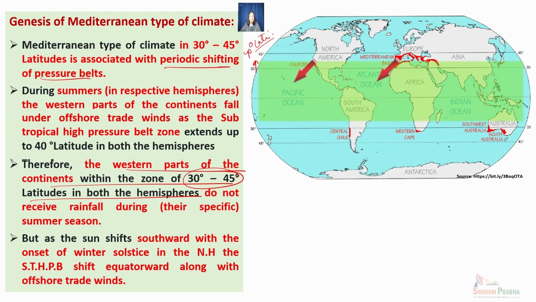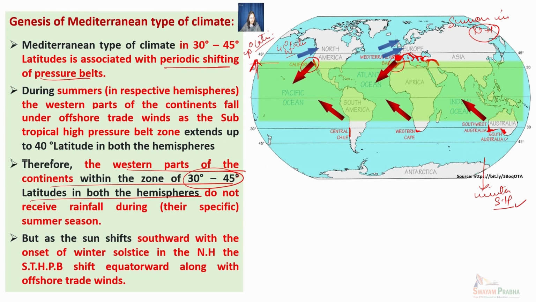So as you can see in this particular diagram, you have summer season in the northern hemisphere and you have winters in the southern hemisphere. So if you have summers in the northern hemisphere, and the subtropical high pressure belt zone extends to 40-degree latitudes, you have offshore trade winds and the westerlies are blowing above the 45-degree north latitude. Contrary to this, just observe that the westerlies are onshore during the winter time period in the southern hemisphere.